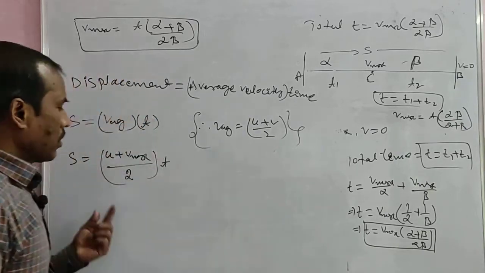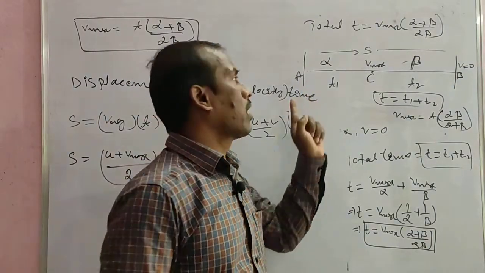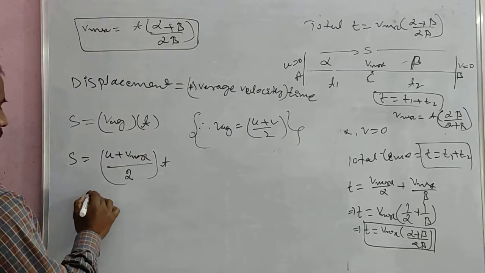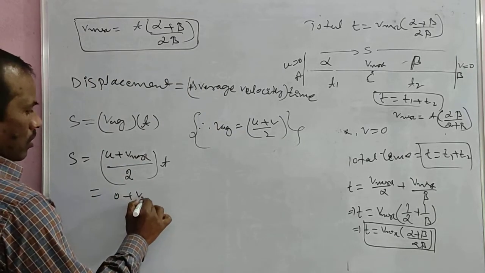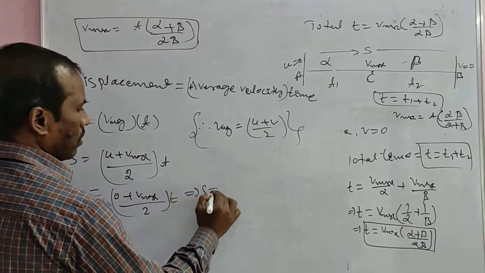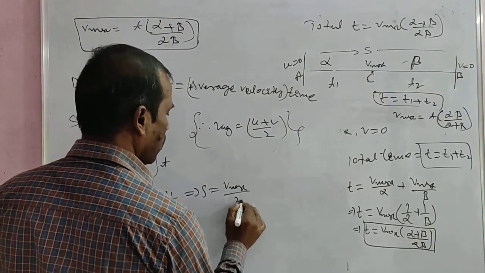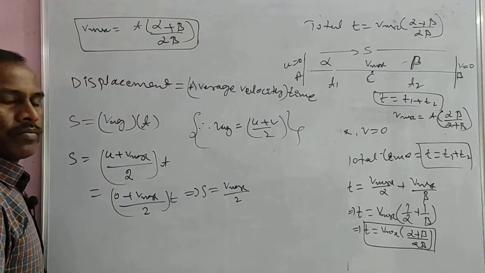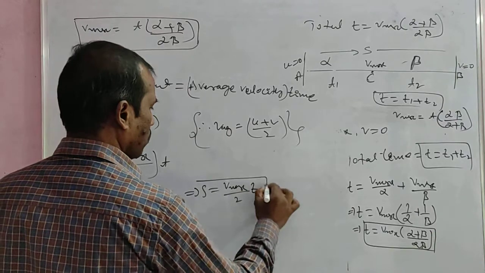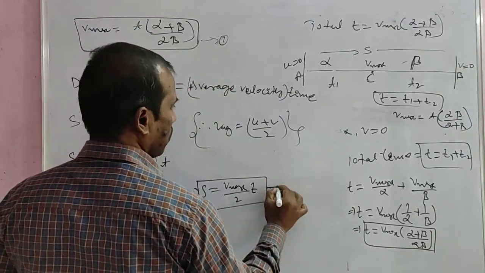Here U, the initial velocity of the bus at point A, is equal to 0. So 0 plus maximum velocity by 2, into T, simplifies to S is equal to V maximum by 2 into T. This is equation 2, and the earlier one is equation 1.